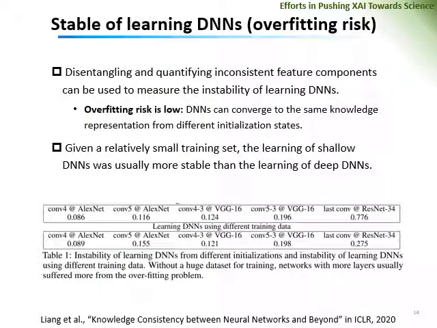The knowledge consistency between neural networks can also be used to quantify the stability of learning. That means we can use this metric to quantify the risk of overfitting. If we use the same training samples to train the same neural network twice, and the knowledge consistency between the two neural networks is very high, it means the overfitting risk is very low. Lower knowledge consistency indicates a high overfitting risk.